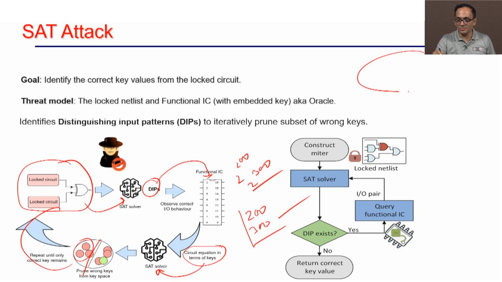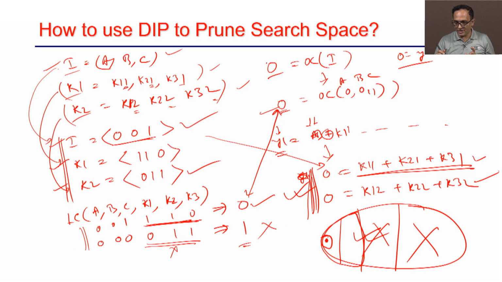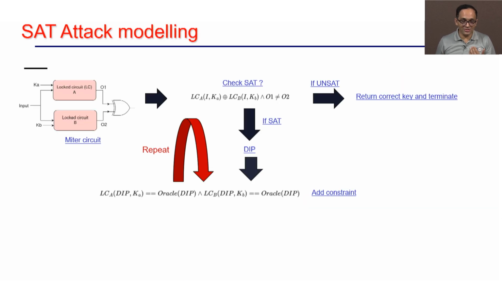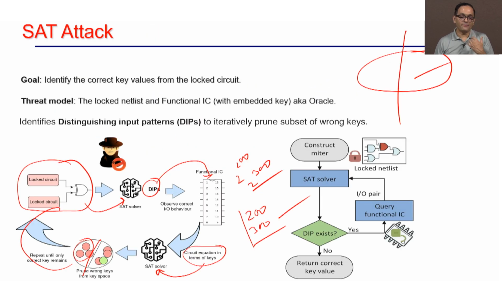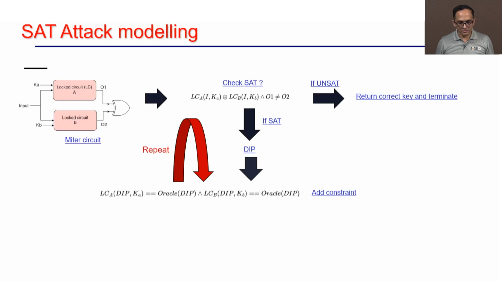So you have the entire search space, and probably you are adding a few constraints that will remove half of the keys, right. Maybe 2 to the power 100 keys are gone because of the constraint that I am adding here. So that is something very interesting, and this is a very perfect example of applying the SAT solver to solve a practical problem. Okay. The same thing is repeating here.